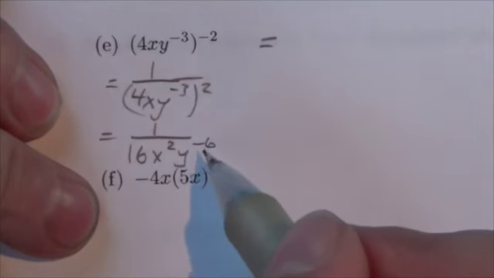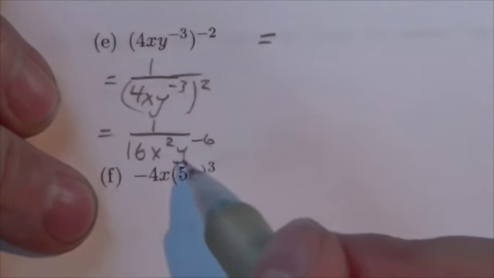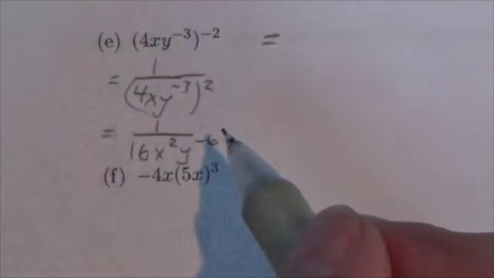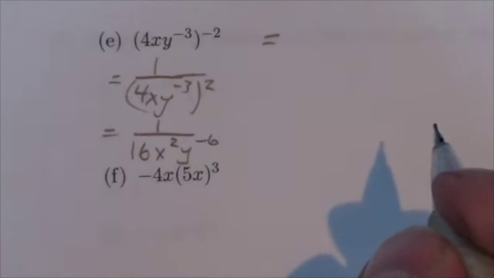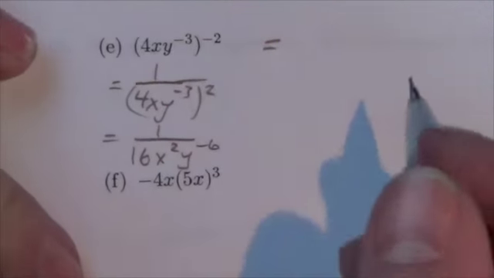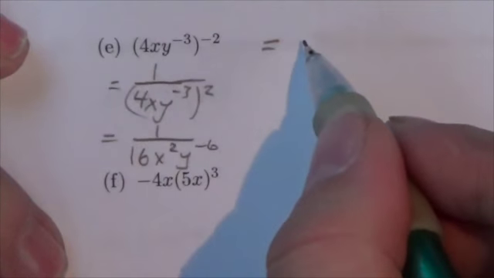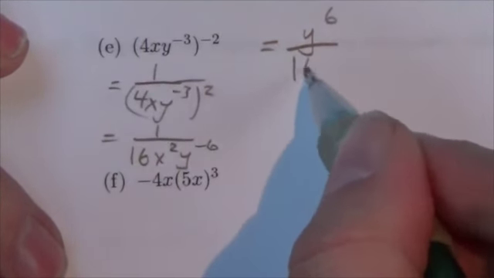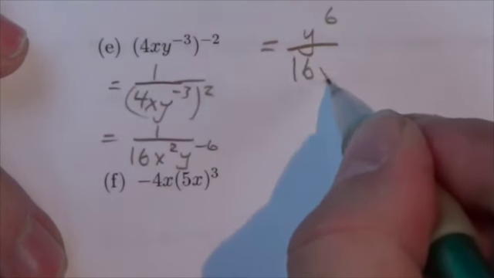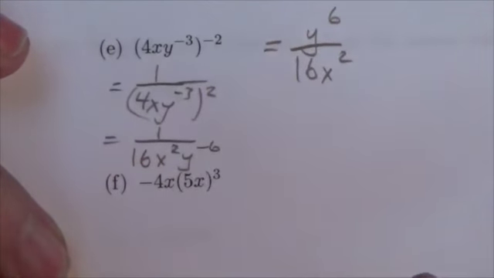Now, I've got a negative exponent in the denominator. The negative exponent always causes a reciprocal. Now, you got to think about this. It's pretty easy to see when something's in the numerator and when you reciprocate it, it drops. But if something's in the denominator and you reciprocate it, then what happens is it moves up to the numerator. So this becomes y to the 6th over 16x squared. Okay.